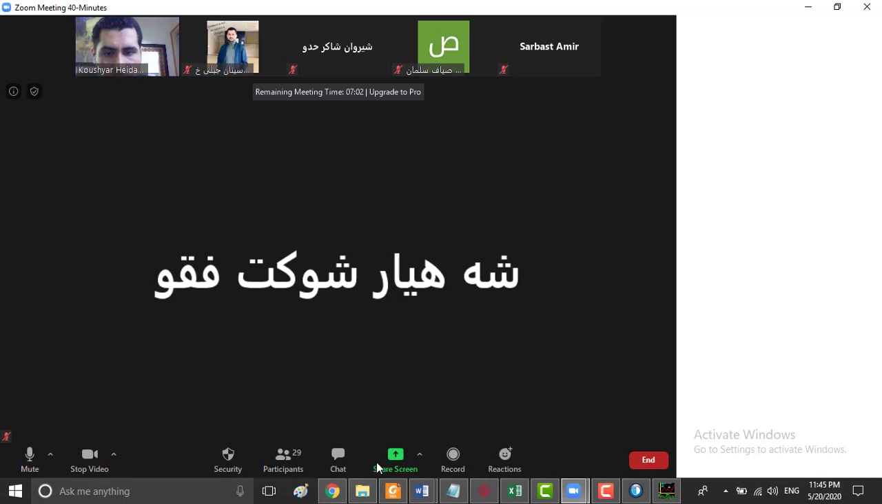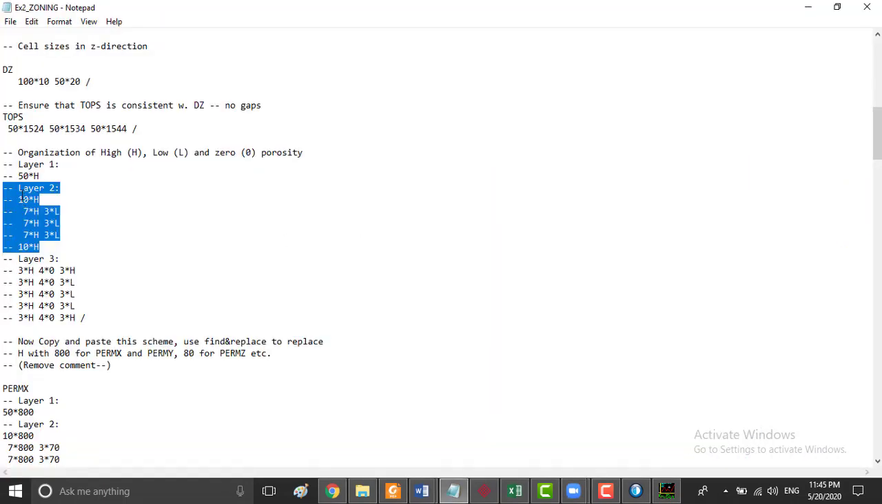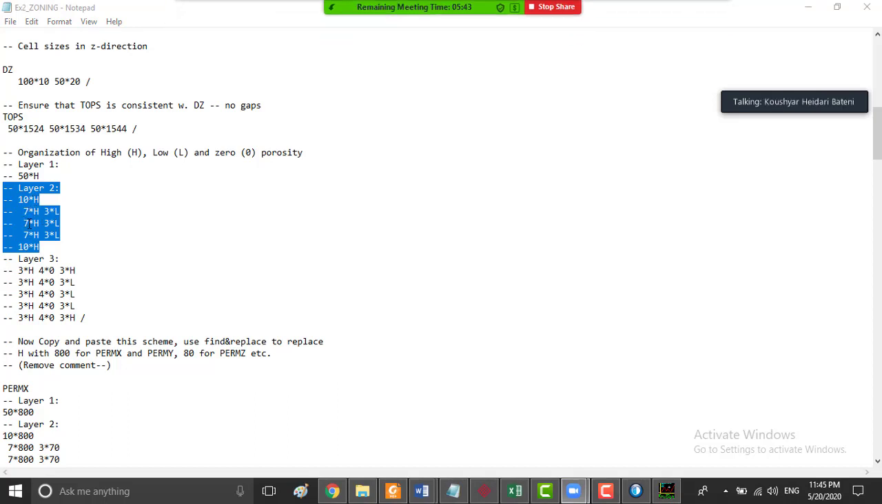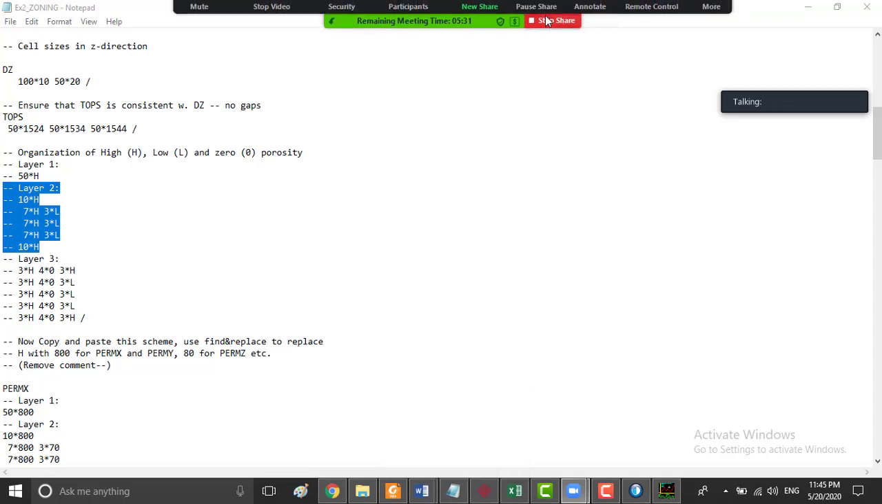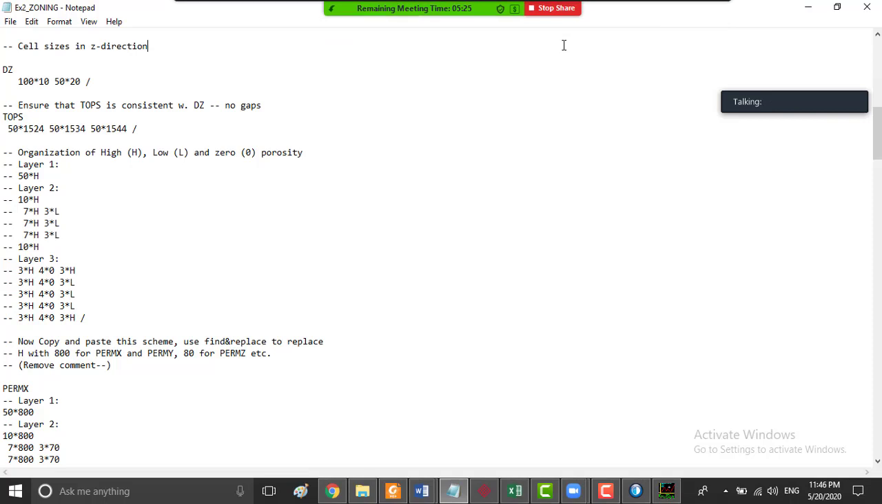Look. In the second layer, 10 high, 7 high, 3 low. And in the next row, 7 high, 3 low. In the next row, 7 high, 3 low. And in the last row, 10 high. Okay? Let us go back to the flow window.